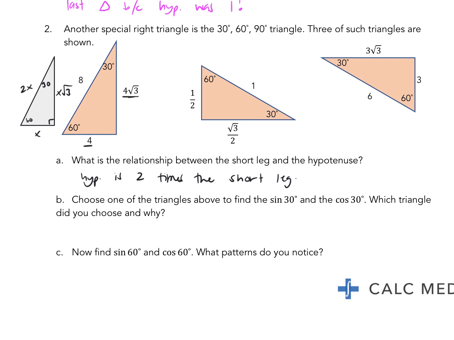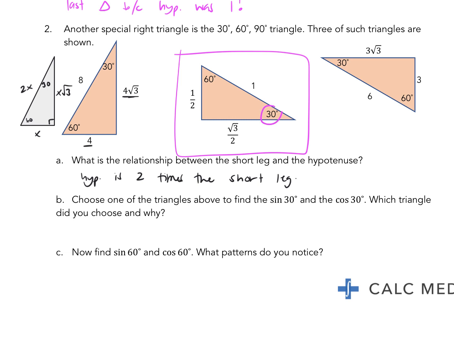Okay, we're going to choose one of these triangles up above, and we're going to choose the smartest triangle, just like we did up above. The very last one was the easiest because my hypotenuse is 1. Which one should we choose for finding my sine and cosine? The middle one. If I choose the middle one, my hypotenuse is 1, and it's going to make those ratios a little easier.